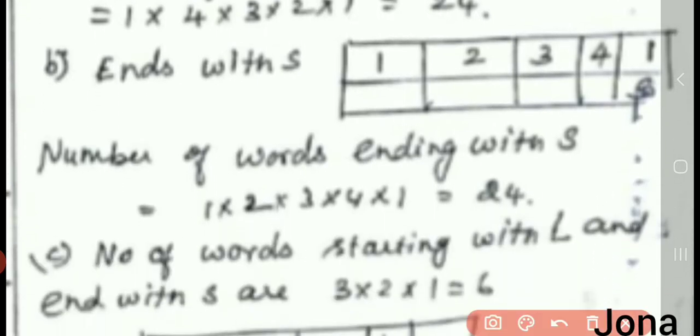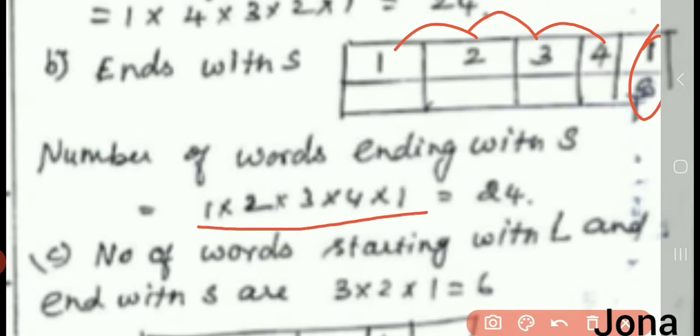And then the word ends with S. In that place, we can have only one alphabet, S. Therefore the number of ways is 1. For the remaining letters we have 4 into 3 into 2 into 1, which is equal to 24. Number of ways equals 24.